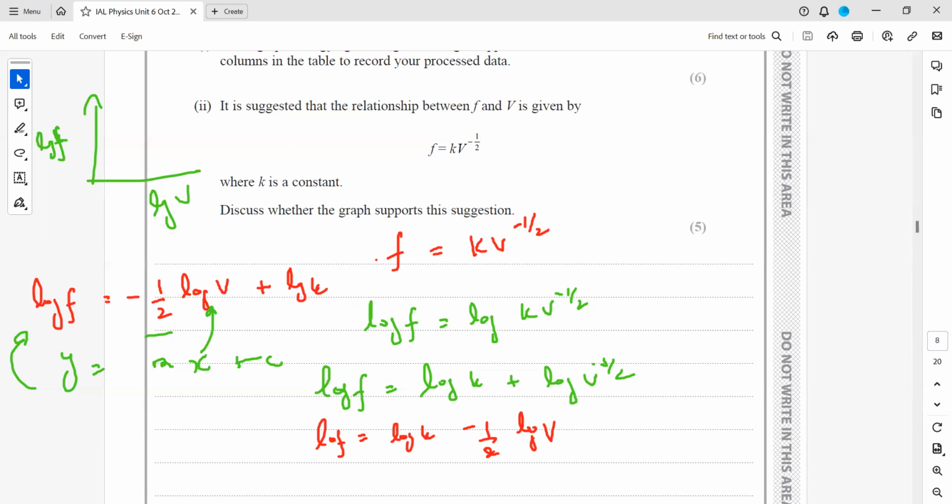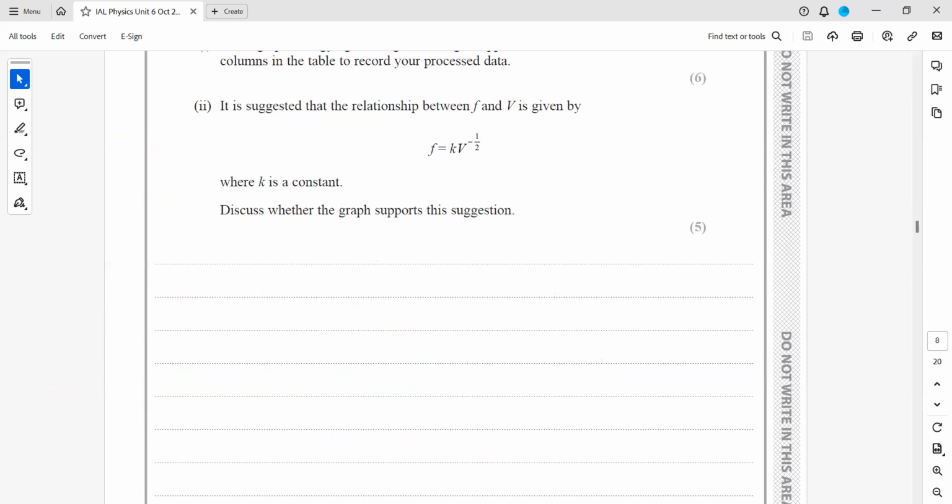So you have to complete a table, then plot a graph between log F and log V, and then find the gradient, and your gradient should be equal to half. If your gradient is equal to half, it means it is consistent. If the gradient is not equal to half, it means it is not consistent with the result. Is this question clear?